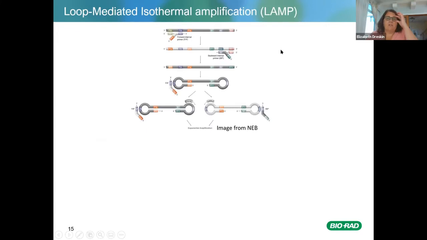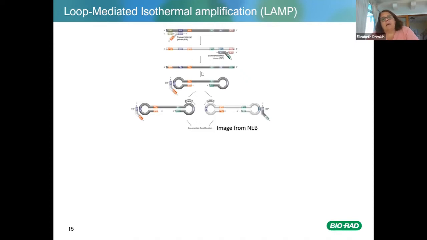So this is a diagram of LAMP. The key point is isothermal. It happens at 1 temperature. So a thermal cycler isn't really needed to do this experiment. But we just need to hold this at 1 temperature.